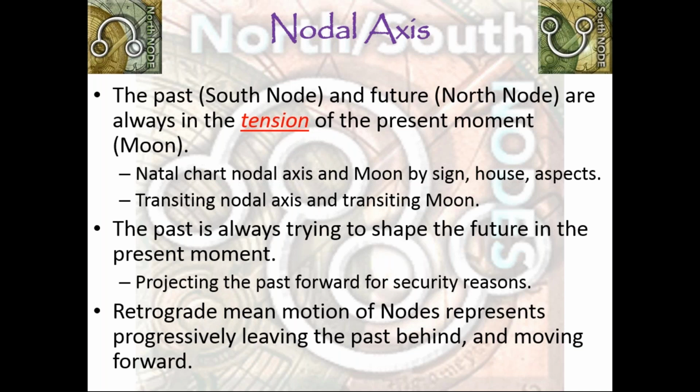Point is, the past is always trying to shape the future in the present moment. We're always projecting that past forward to be secure. So, can you see how much sense it makes to have the nodes move retrograde? Who divined that? Who created that? That retrograde mean motion of the nodes is helping us to leave that past behind and actually move forward.